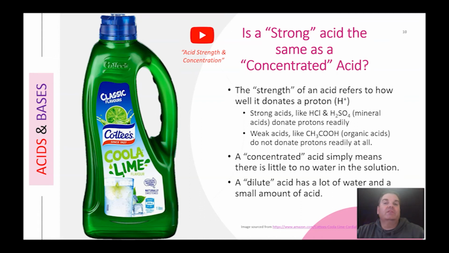Whereas other acids, like those ones we talked about at home, are weak acids. Vinegar is a really good example. That doesn't readily donate its proton, so that's what we call a weak acid. Now that is different from the terms concentrated and dilute. Concentrated and dilute purely refers to the amount of water that is present.